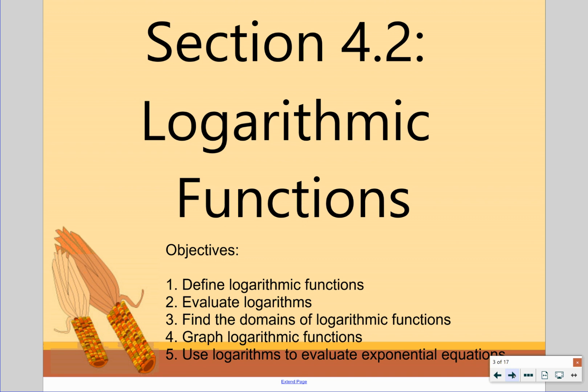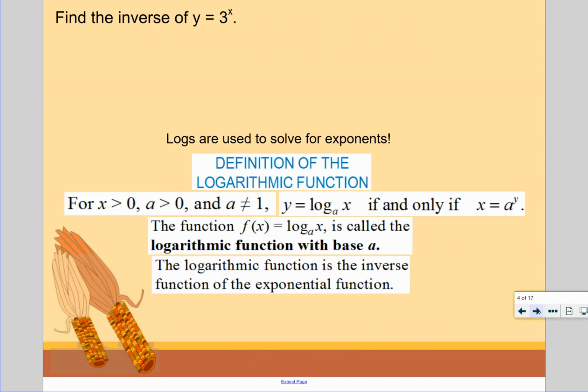All right, so 4.2, 4.3, and 4.4 are the last 3 sections of this class, and they are all about logs. So today what we're going to do is mostly just an introduction to log stuff. How many of you have learned logs before? How many remember logs? There we go. That seems typical, right? Okay, so I'm going to teach it like you've never seen it before, but ideally a lot of this should be review for you, okay?